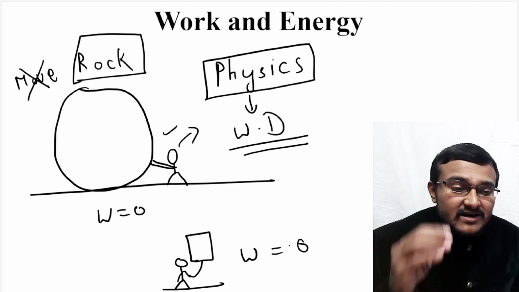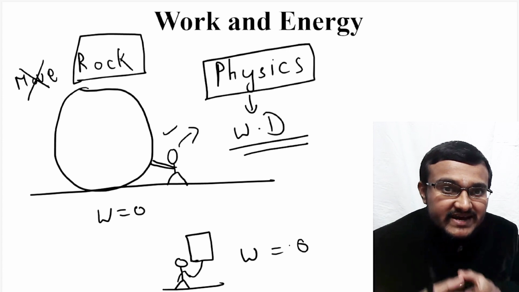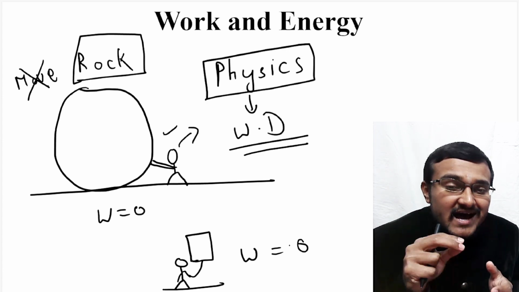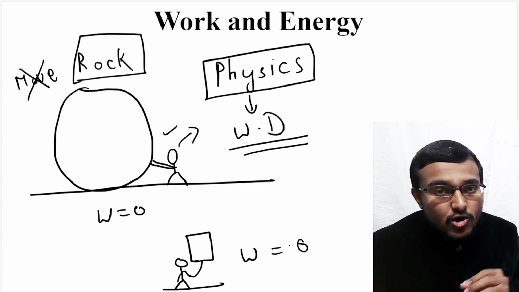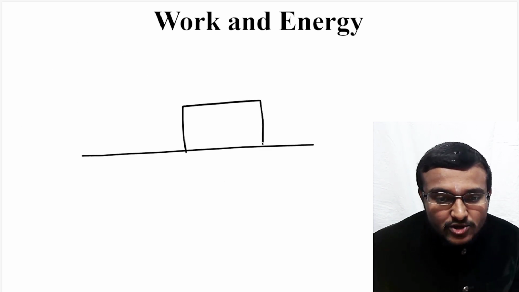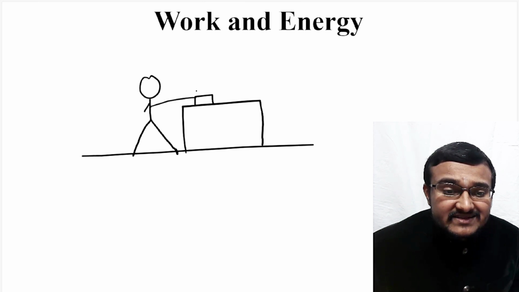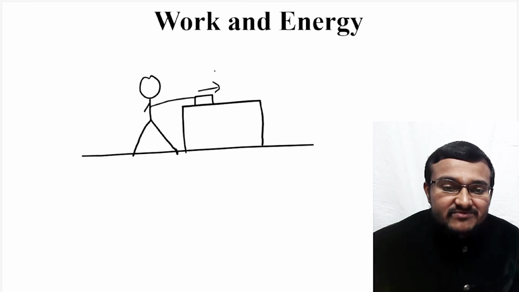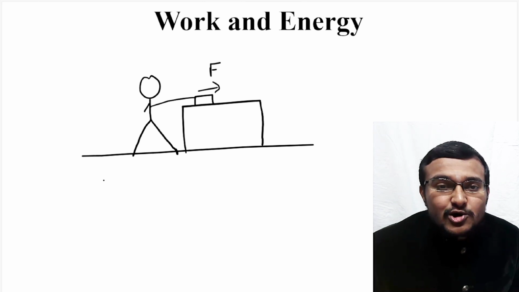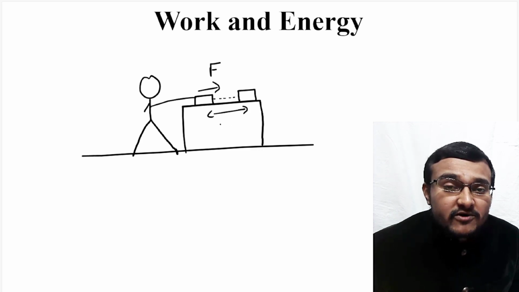Because whenever you claim that some person or some object is doing some work, force and displacement always come into the picture. For example, if a table is there and on this table a book is there like this, and a person standing next to the table pushes this book, that means he is applying a certain amount of force on this book, and the book moves to this position. So the book has moved this much distance.